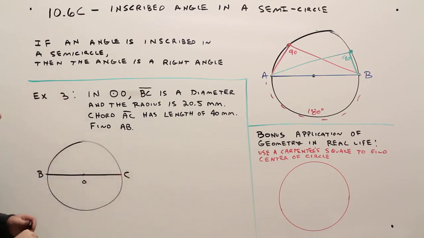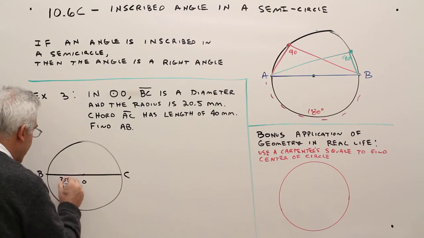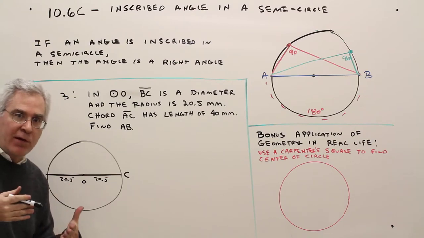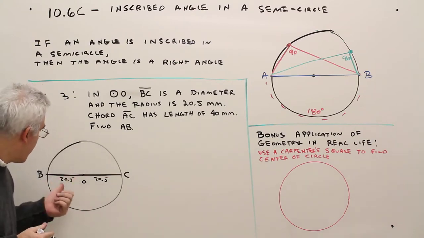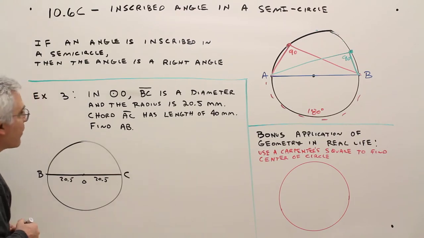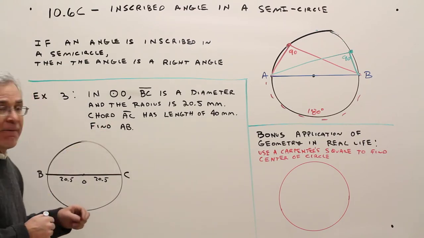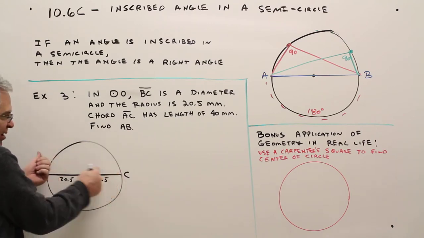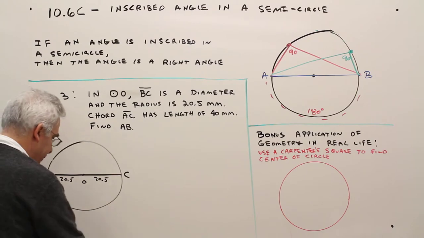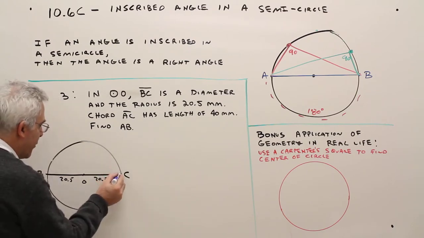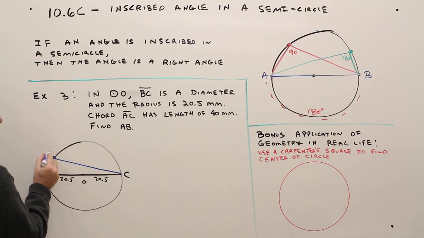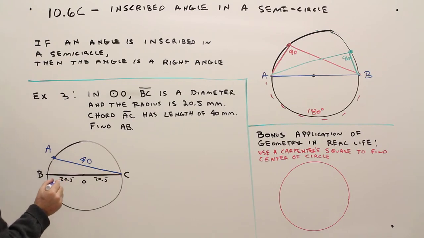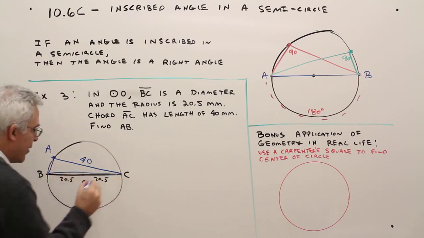All right, it says the radius is 20.5. So 20.5 there, 20.5 there. Of course, the diameter would be just that sum, which would be 41 if we need it later. Chord AC has a length of 40 millimeters. So if this is 41 and this is 40, and I want to draw it somewhat to scale, I'll make it a little bit longer. So I'll go something like this perhaps. And I'll call that point A. So that's 40, and it says to find AB.